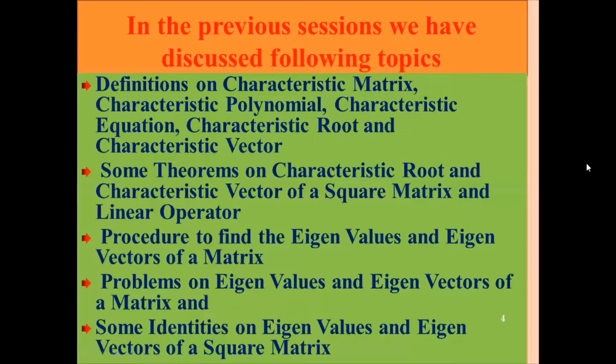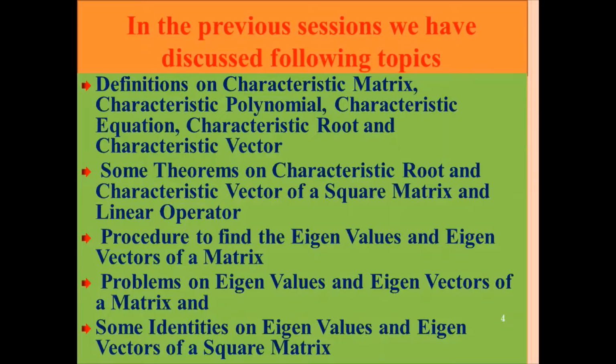Now, in the previous sessions, we have discussed the following topics. Definitions: the characteristic matrix, that is A minus lambda I; the characteristic polynomial, determinant of A minus lambda I; the characteristic equation, determinant of A minus lambda I equal to 0; and the characteristic root. What is meant by a characteristic root? Lambda in the characteristic equation, we call it a characteristic root. It satisfies the characteristic equation, determinant of A minus lambda I equal to 0. And the characteristic vector: for every characteristic root there exists a characteristic vector, a non-zero vector x satisfying the equation Ax equal to lambda x. Then x is called the characteristic vector.